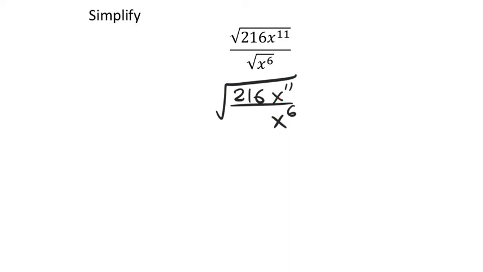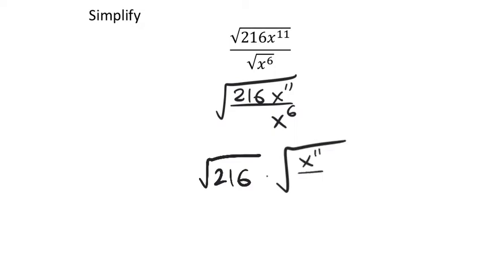Now let's go ahead and separate these two. So you've got the square root of 216 times the square root of x to the power of 11 over x to the power of 6. It doesn't matter which one you start with. I like to start with the numbers. And why am I doing 216 right here? Because I think it can be simplified. Can it be? I don't know for sure.